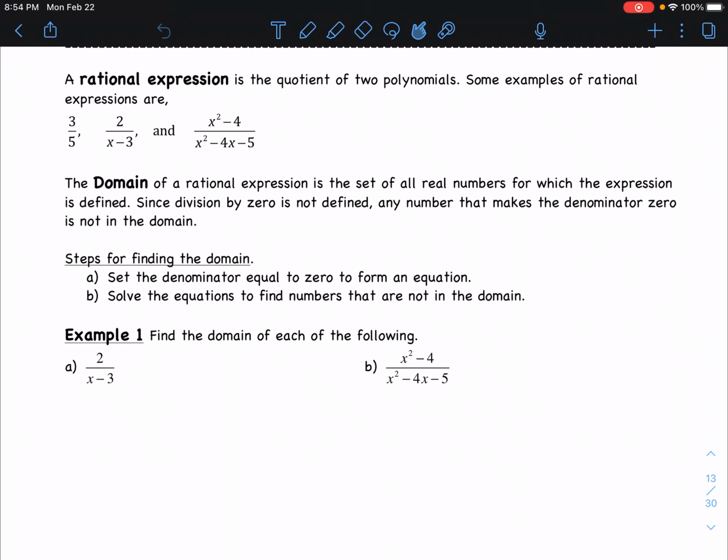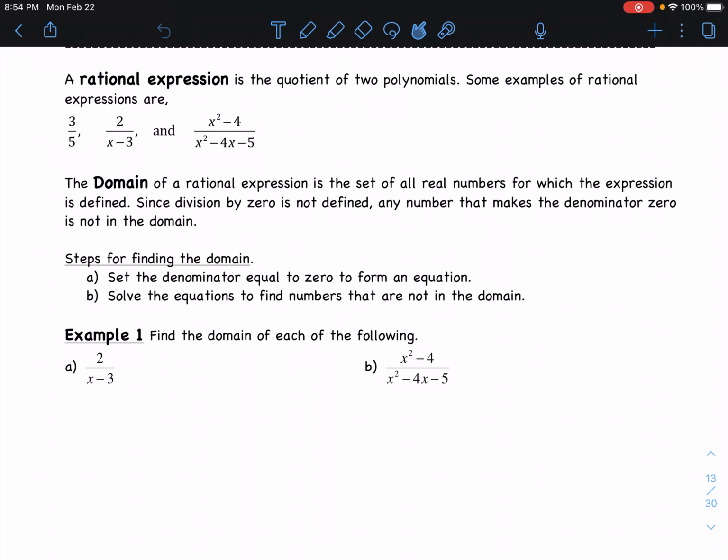Now, in example 1, our goal is going to be to find the domain of each of the following. What that means is when we find the domain of something, it is what x can or cannot be. So the domain of a rational expression is the set of all real numbers for which the expression is defined. Since it's a fraction, and since dividing by 0 is undefined, any number that makes the denominator 0 is not in the domain.